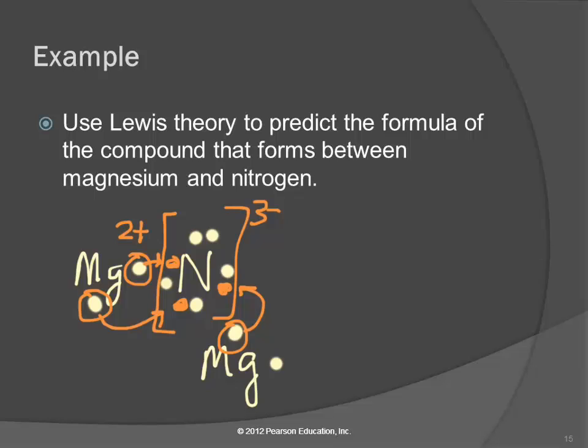Okay, so what do we do? Well, let's bring in another nitrogen. So here's another nitrogen, 5 valence electrons. This magnesium gives its other valence electron to the nitrogen, and now he's got a 2+ charge, and he's good. But the nitrogen's not good.